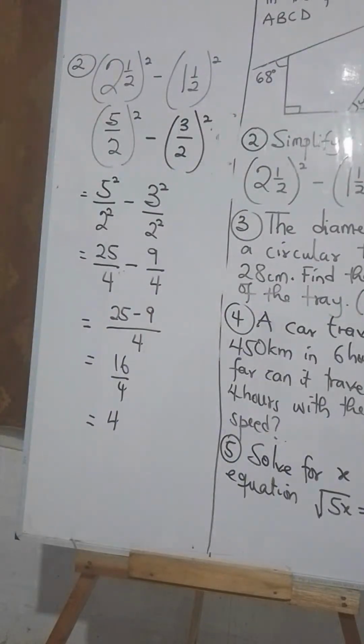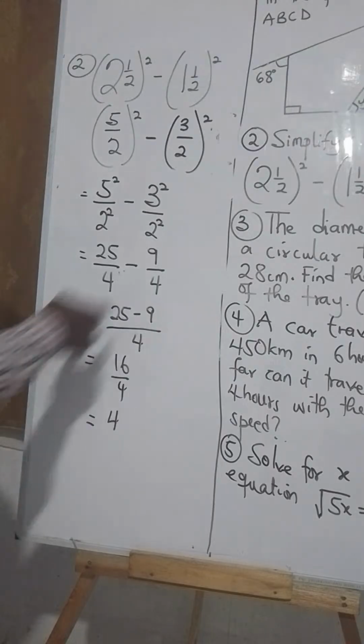This one is also simple. I hope it's not difficult when you look at it. Change to an improper fraction: 2 by 2 is 4, then plus 1 gives 5. Then you have 2. You square everything, and it goes like that.